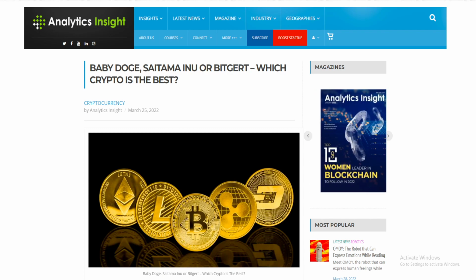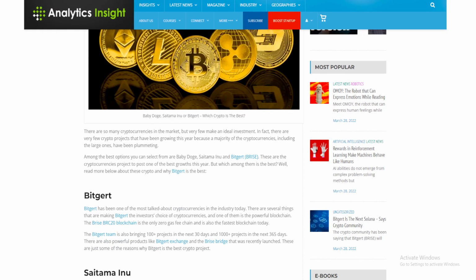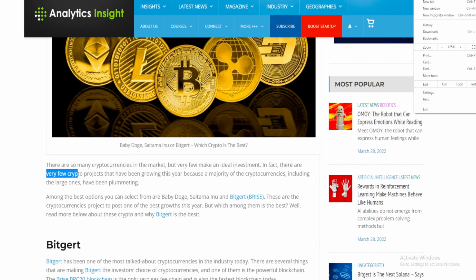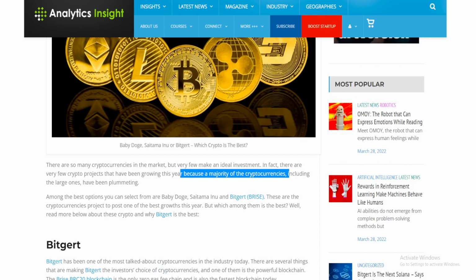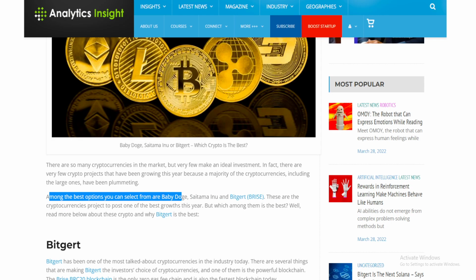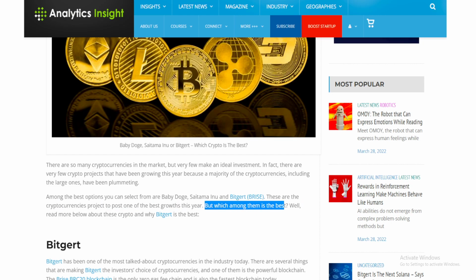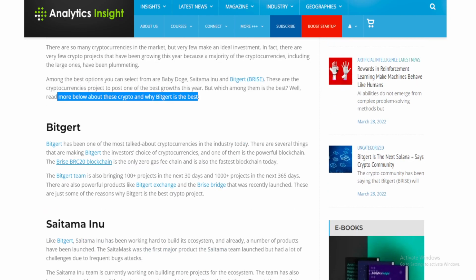So analytics insight is saying Baby Doge, Saitama, or Bitcoin, which crypto is best? So let's check this out. There are so many cryptocurrencies in the market, but very few making an ideal investment. In fact, there are very few crypto projects that have been growing this year, because the majority of cryptocurrencies, including the large ones, have been plummeting. Among the best options you can select from are Baby Doge, Saitama, and Bitcoin. These are the cryptocurrency projects to post some of the best growth this year, but which among them is the best? Well, read more below about these cryptos and why Bitcoin is the best. So let's check this out.